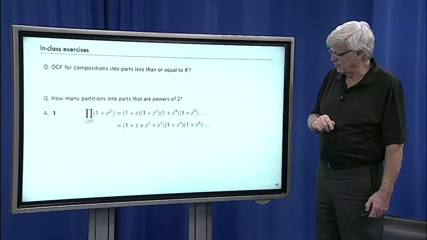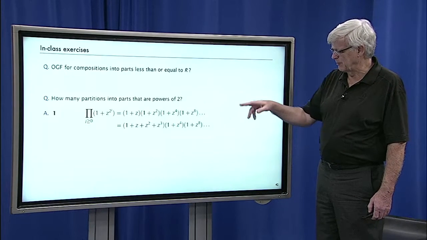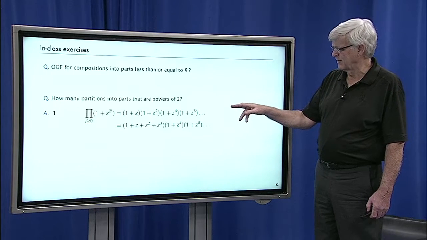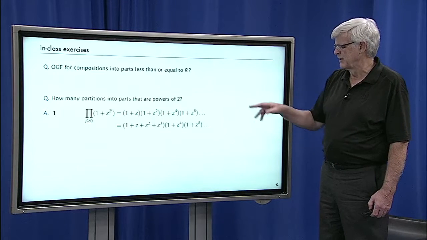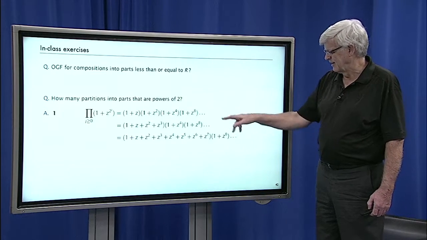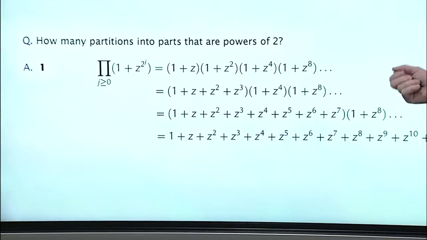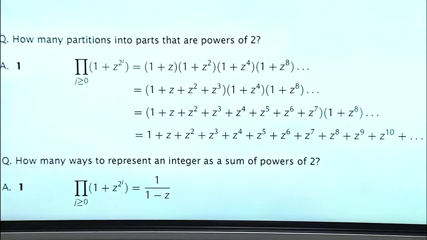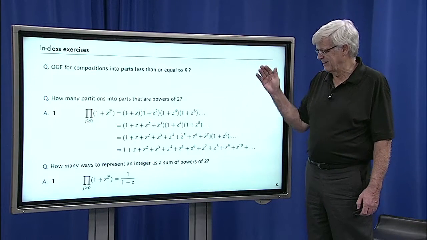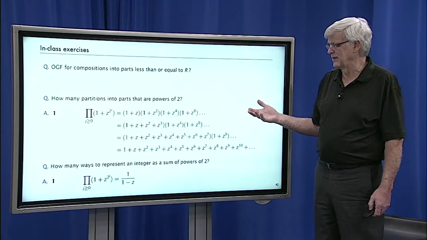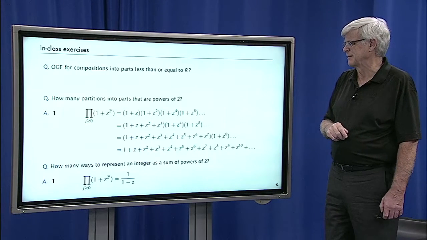Well, if you just multiply the first two terms, that's 1 plus z plus z squared plus z cubed. And then if you multiply that by the z to the 4th term, you can see the first 4 terms come, and then z to the 4th times each one of them carries the series through to 7. And then same for 8, so you can see eventually you just get the sum of 1 plus z and so forth, which is 1 over 1 minus z. So it's the number of ways to represent an integer as a sum of powers of 2. There's only one. That's sometimes called the computer scientist theorem.